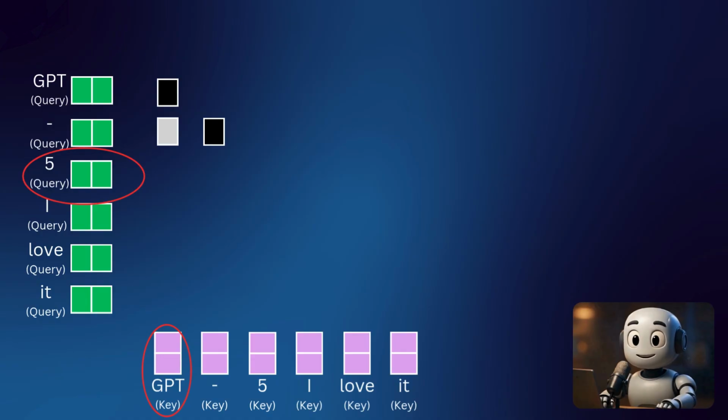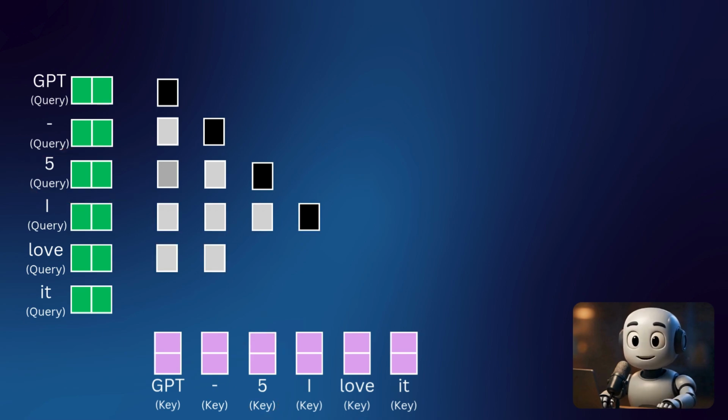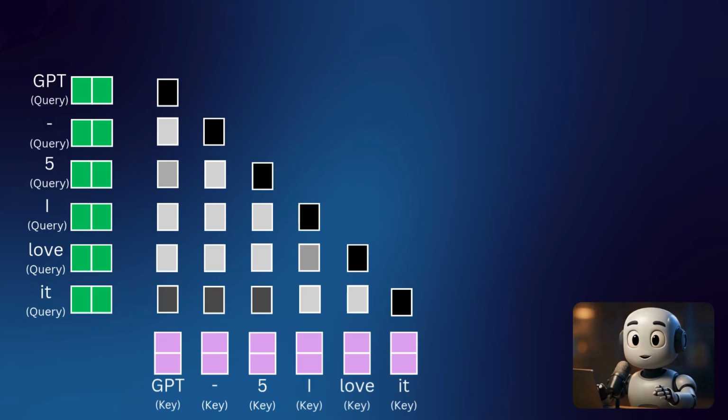We multiply the query for 5 with the key for GPT, the key for dash, and the key for 5. And the reason we're doing this, we're building this triangle as we keep going, is that you're only allowed to look at words that you've already seen. So GPT is the first word. There isn't anything else, so you can only multiply that query with itself. When you get down to it, it's seen all of the words, GPT-5, I love it, so it can be multiplied with everything.